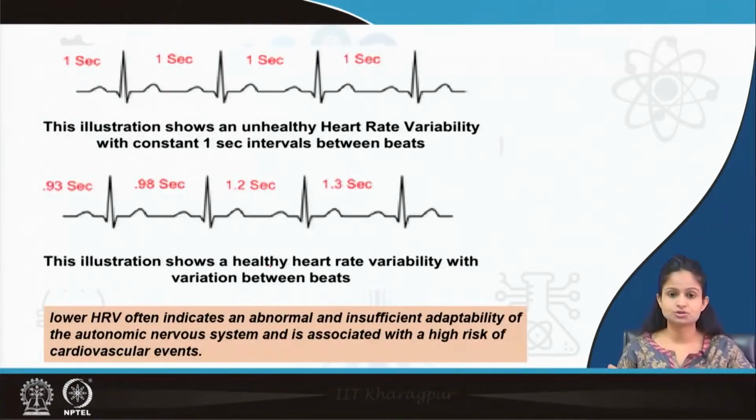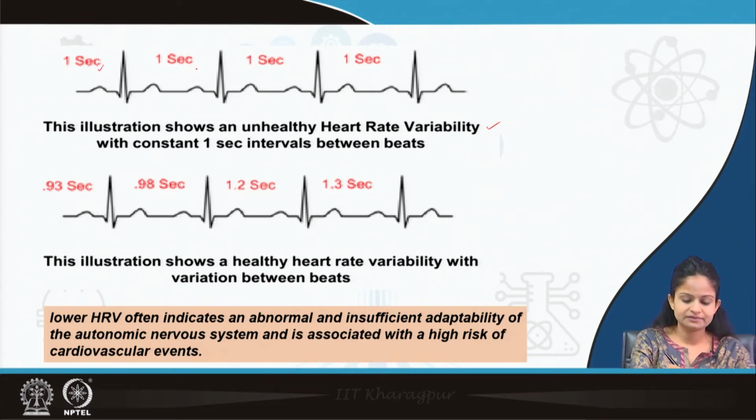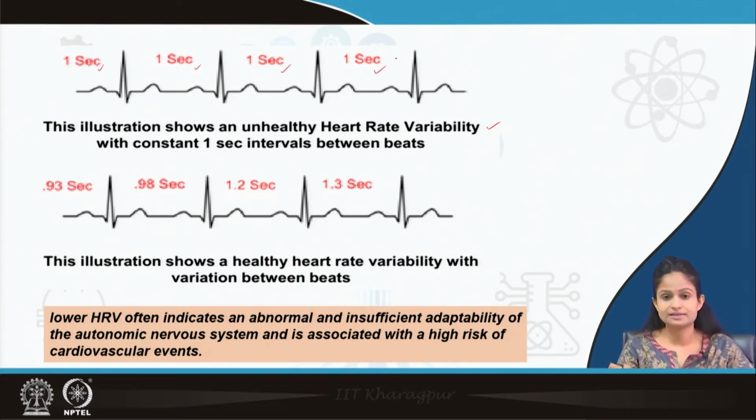So, this illustration shows an unhealthy heart rate variability because the interval is constant. We have a 1 second interval, 1 second interval, 1 second interval, 1 second interval, which is actually not normal. Even with the physiological phenomenon of respiratory sinus arrhythmia, which we had already studied, we know heart rate increases when we inspire and heart rate decreases when we expire.